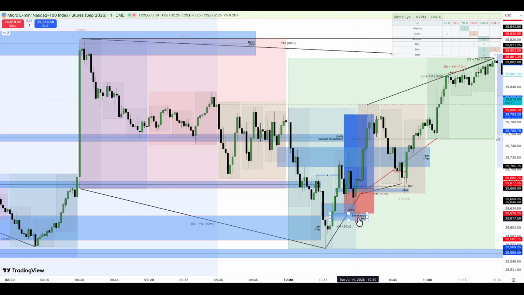I believe this inefficiency will not be used as a liquidity to fuel the run towards the upside. But instead, what happened after it tapped this, so of course I was in the trade, but after it tapped this, price then went lower and grabbed some liquidity and used this inversion fair value gap as a fuel to run price higher. And it did.